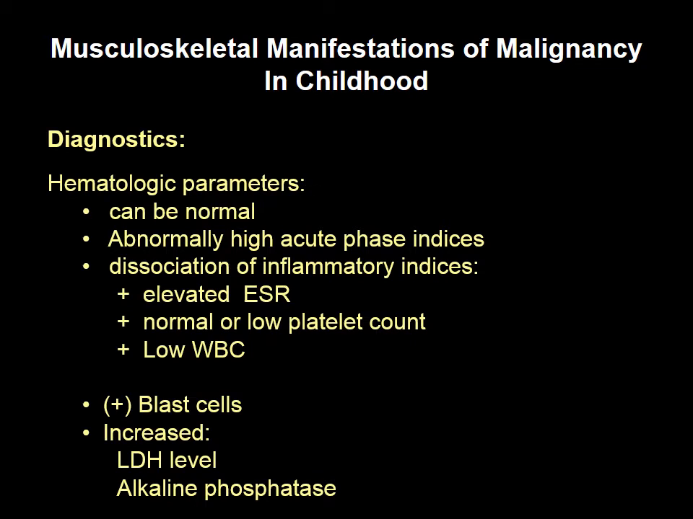Especially in leukemia, the acute phase reactants are abnormally high out of proportion to the small number of affected joints, and there is dissociation of the inflammatory indices, such as elevated ESR with a normal or low platelet count, or low white blood cell count. In leukemia, blast cells in the peripheral blood may not be present at onset of the musculoskeletal symptoms, in which case bone marrow aspiration and biopsy are indicated.